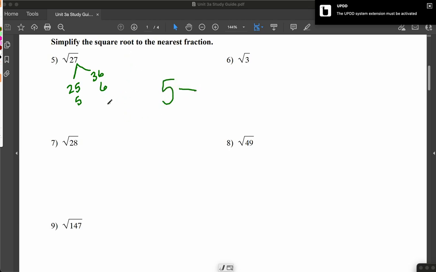Now how we get the fraction is we take 27 minus 25 and 36 minus 25, always remembering that we subtract the lower perfect square. And that gives us 2 over 11. That's our closest approximation for the irrational number, the square root of 27. You'll do all of them that way as you go.